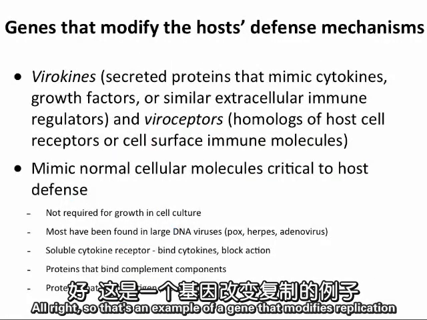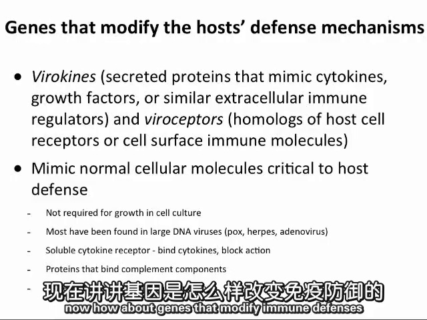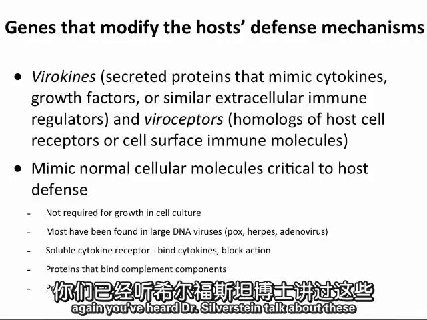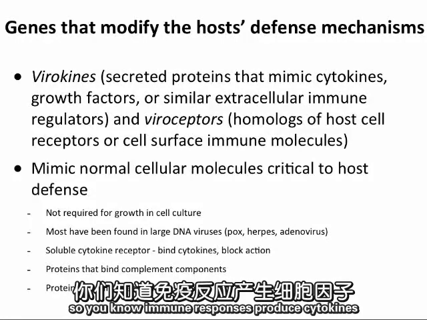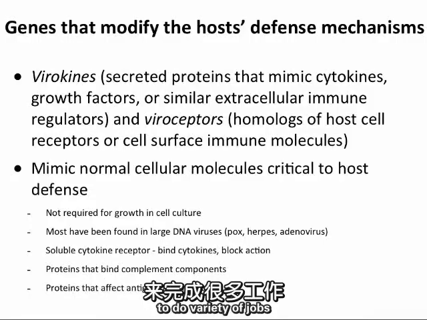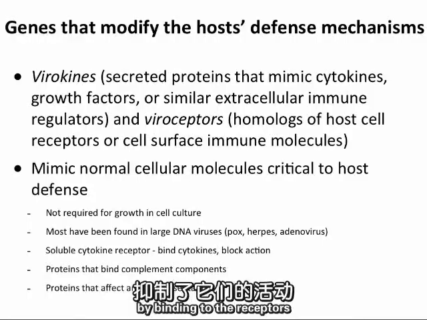All right, so that's an example of a gene that modifies replication, but in a very specific way inside of a host. Now, how about genes that modify immune defenses? Again, you've heard Dr. Silverstein talk about these. We have viral kines, which are mimics of cytokines. So as you know, immune responses produce cytokines to do a variety of jobs. And these are mimics that inhibit their activity by binding to the receptors.